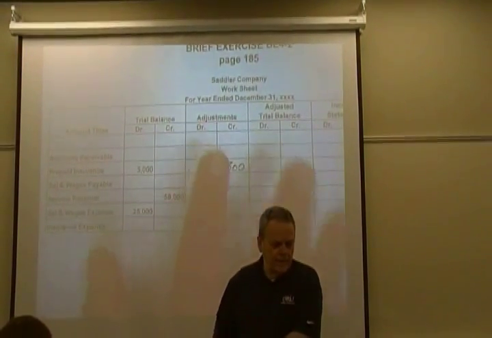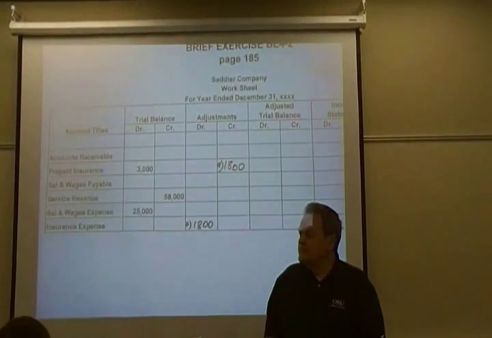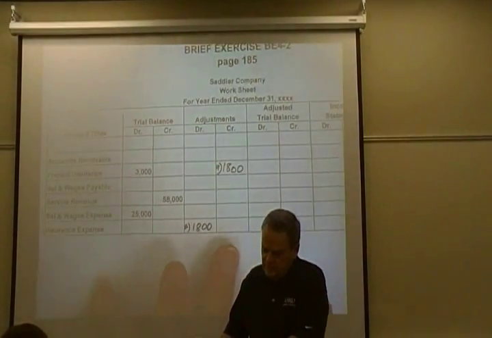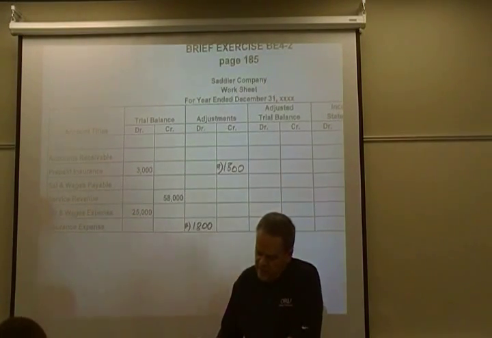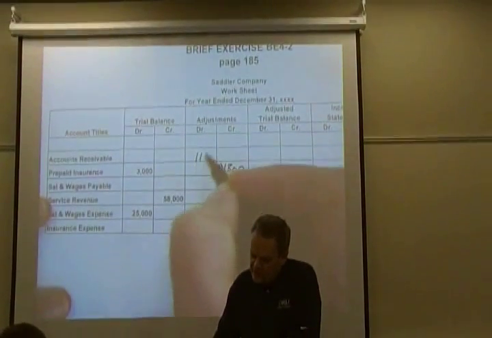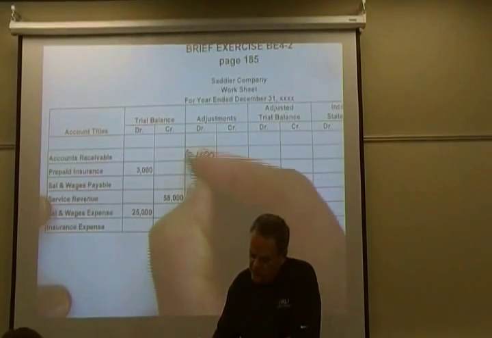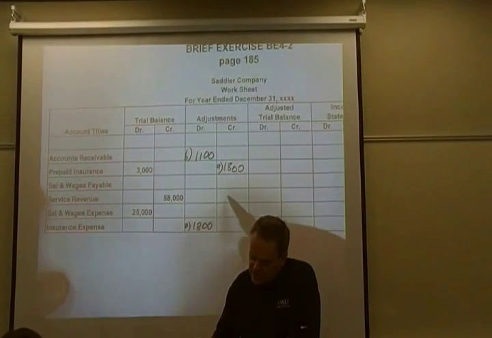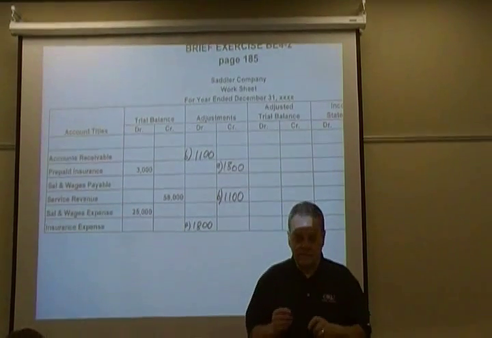You would credit service revenue, is correct. And you would debit accounts receivable. Is correct. The amount was, I forgot. Amount, $1,100. $1,100 needs to be debited to accounts receivable, and $1,100 needs to be credited to service revenue. There's a name for this kind of entry. Does anybody know the name of this entry?